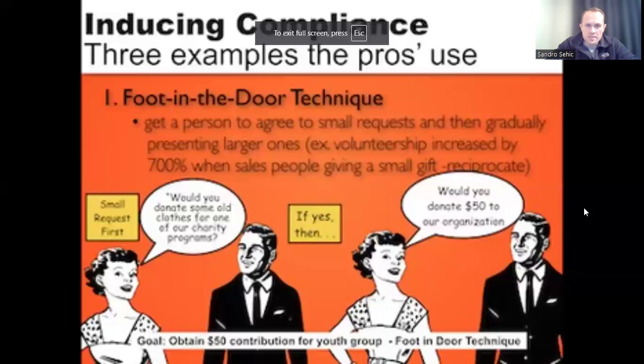Okay, so the first technique that's on our list, or the first persuasion technique, is known as foot in the door technique. So what does it mean to use a foot in the door technique? Simply explained is this. You ask for a small favor, and then the small favor turns into a bigger favor, okay?